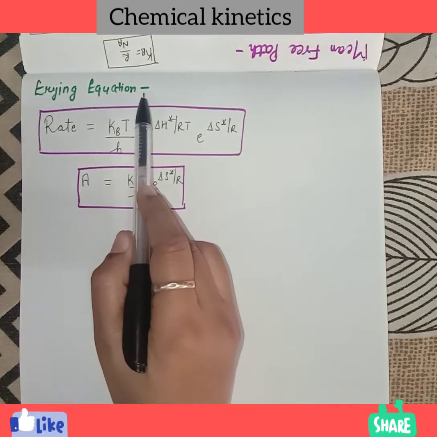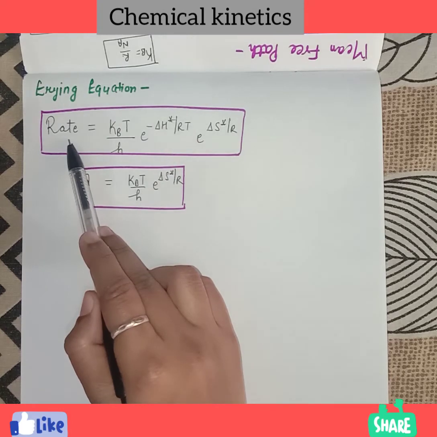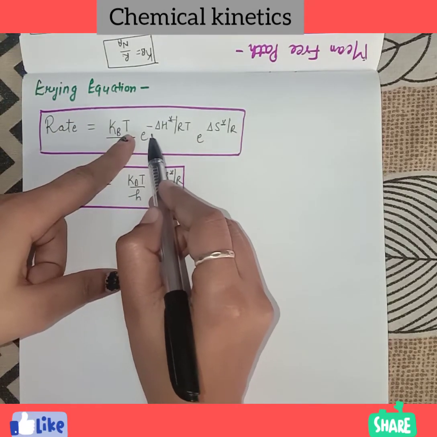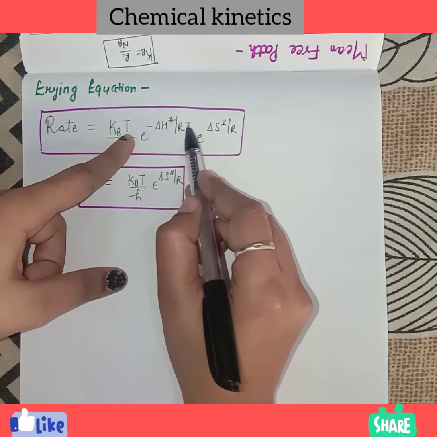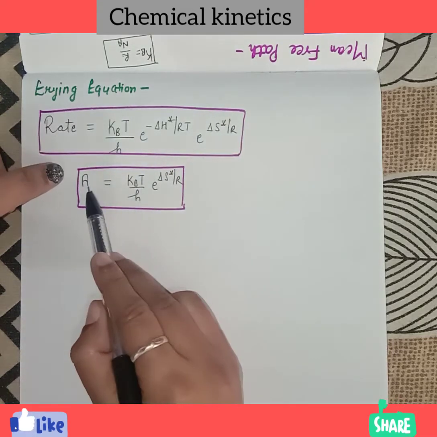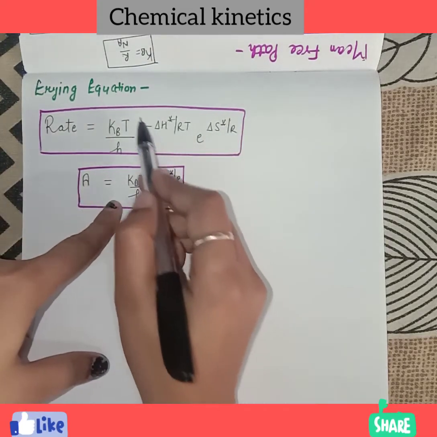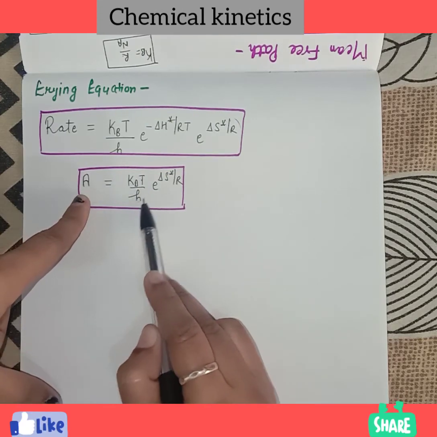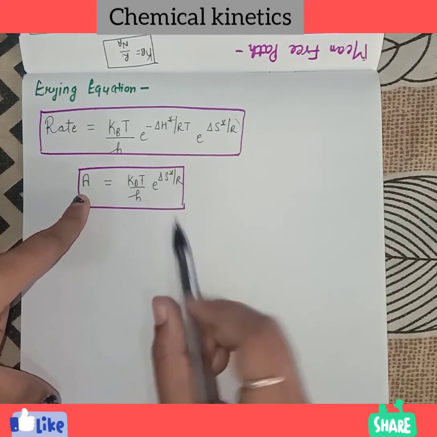Here is the Arrhenius equation, in the Eyring form: the rate constant is kBT upon h e to the power minus delta H star by RT, e to the power delta S star upon R, and A is the value of this and this. A is equal to kBT by h e to the power delta S star upon R.